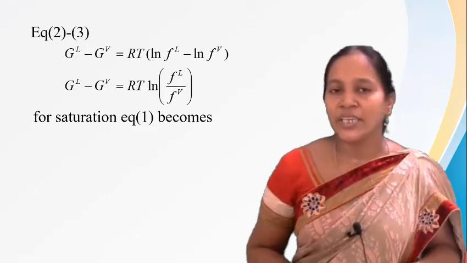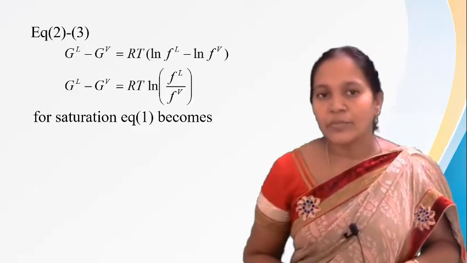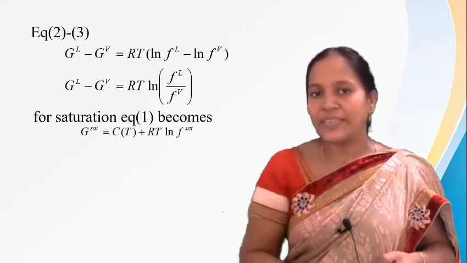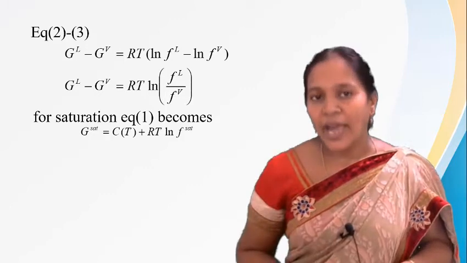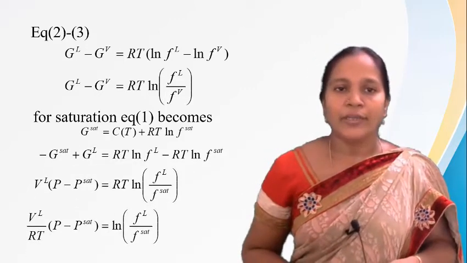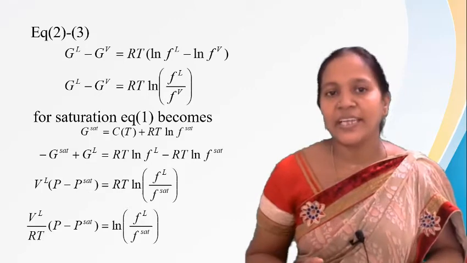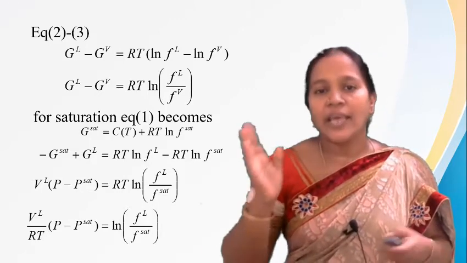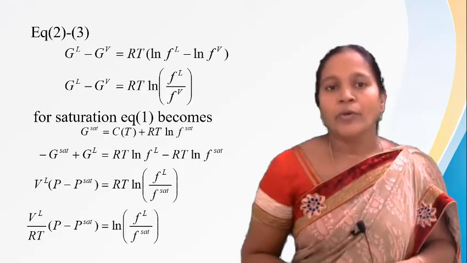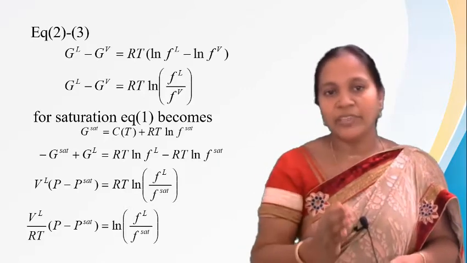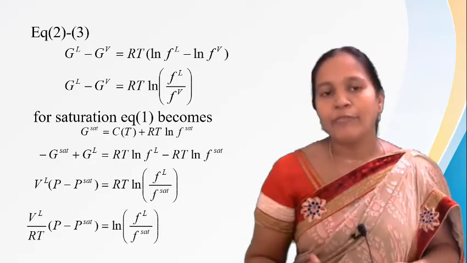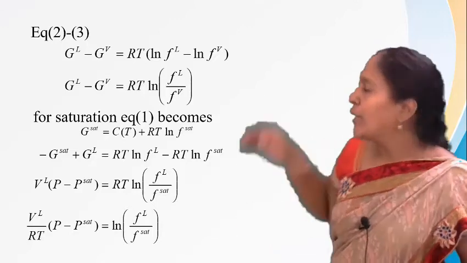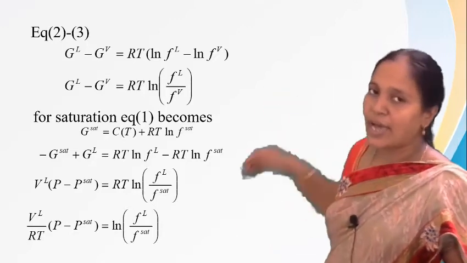For saturation, equation 1 becomes G sat is equal to C of T plus RT ln F sat. Therefore, minus G sat plus GL is equal to RT ln FL minus RT ln F sat. We have to eliminate the terms VL and RT. Therefore, VL by RT into (P minus P sat) is equal to ln (FL by F sat).